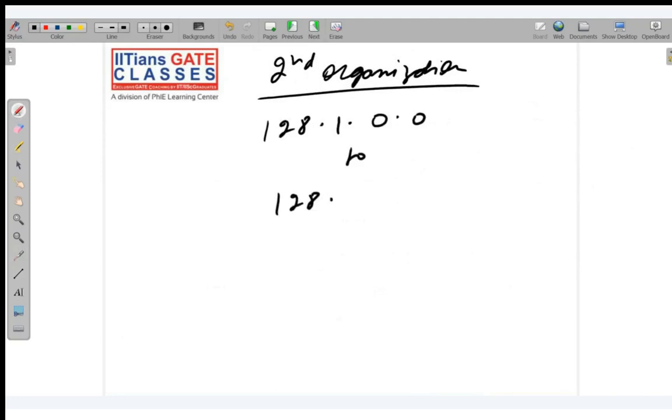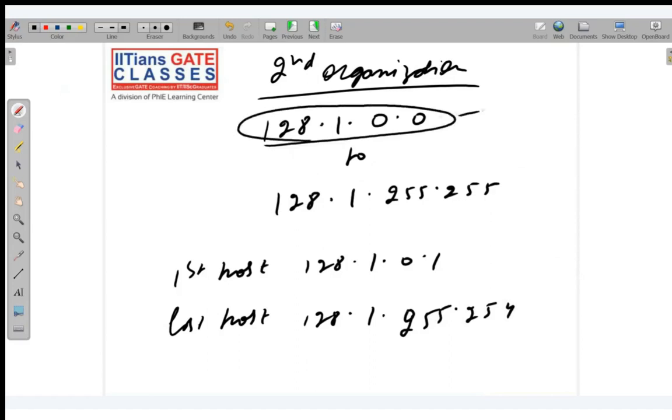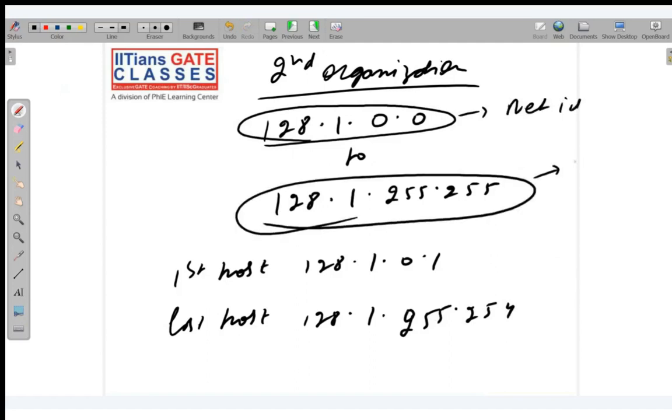128.1.0.0 to 128.1.255.255. Yes, sir. Okay. So first host 128.1.0.1, last host 128.1.255.254. So this is the net ID of the second organization, and this is the DBA of the second organization.